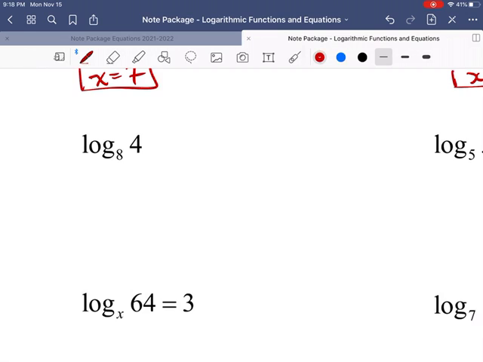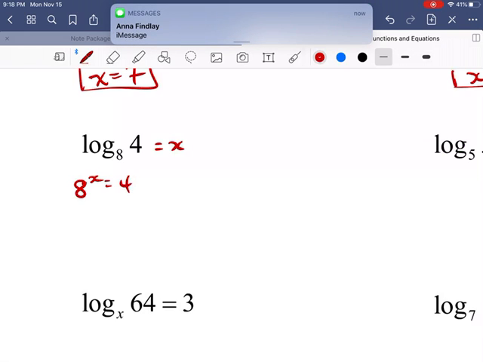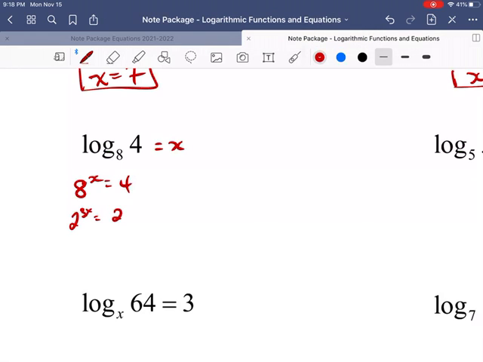All right, 8 to the x is 4. So let's express both of these in terms of base 2. So 2 cubed is equal to 8, so 2 to the 3x is equal to 2 squared. Therefore, 3x is equal to 2, and x is equal to 2/3.